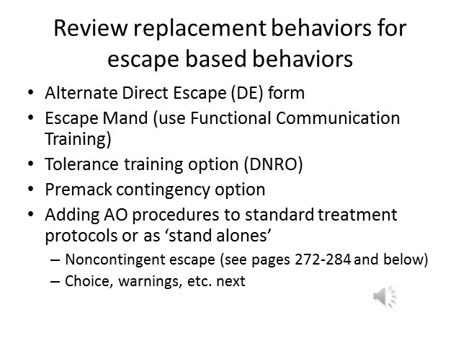Tolerance training option, Sapani calls it this, but essentially it is differential negative reinforcement of other behavior. Then the Premack contingency option, which we'll talk about later, and again adding abolishing operation procedures to reduce the aversiveness of the task as part of a standard treatment protocol. For example, non-contingent escape, choice, warnings, etc. Remember that all interventions are basically packages of things. So those are the kinds of replacement behaviors that go into these standard protocols.